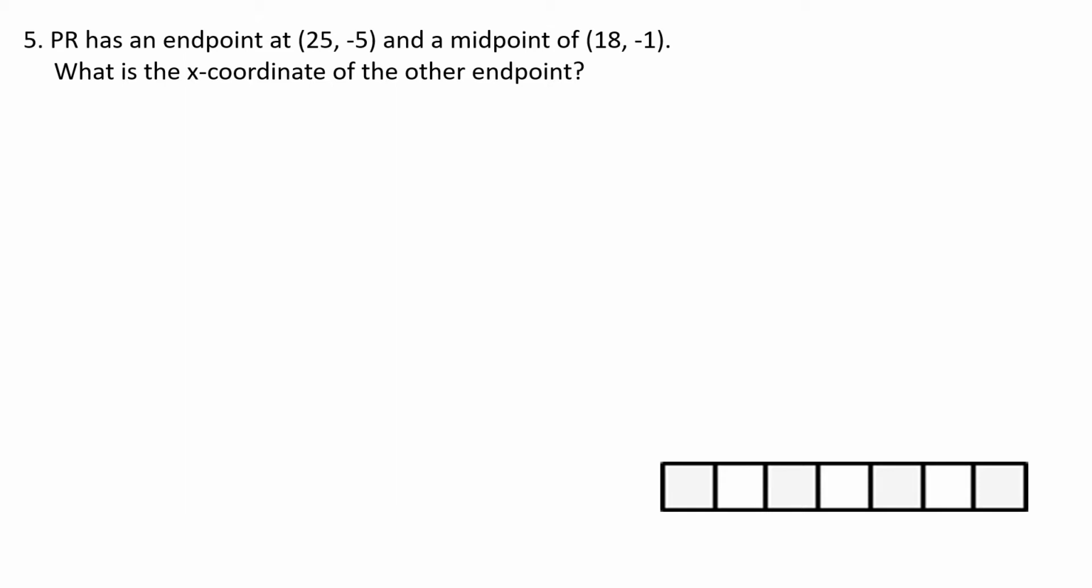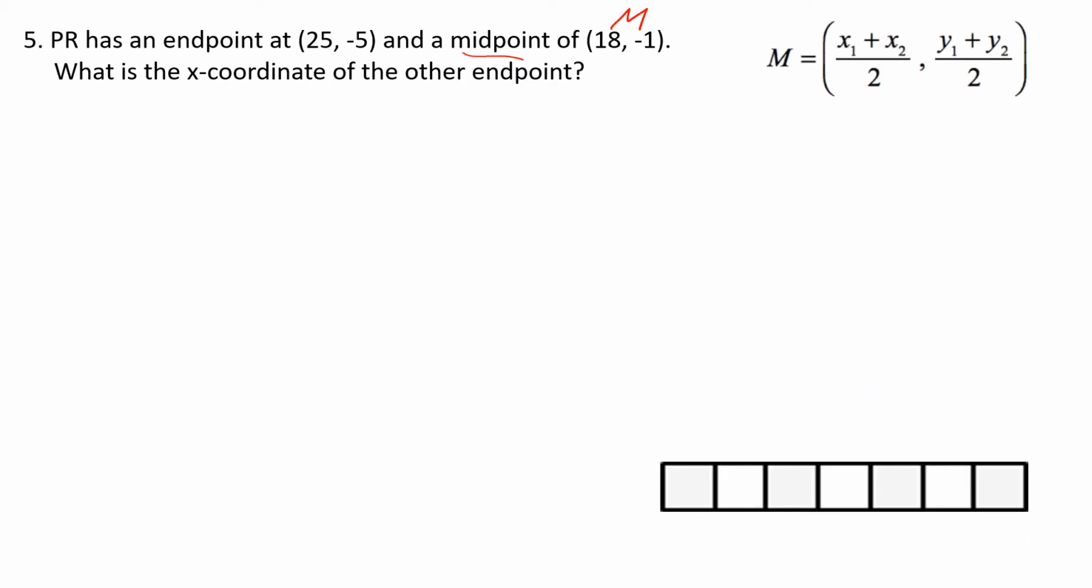Number 5 says PR has an endpoint of (25, -5) and a midpoint of (18, -1). What is the x-coordinate of the other endpoint? And so I notice here that I'm given the midpoint and I'm given an endpoint. So I could actually use the midpoint formula to find my other endpoint.